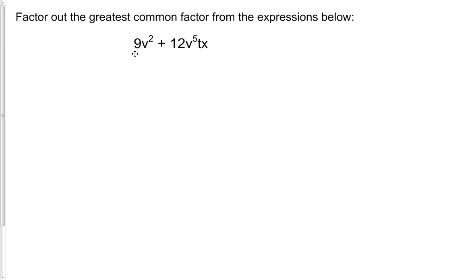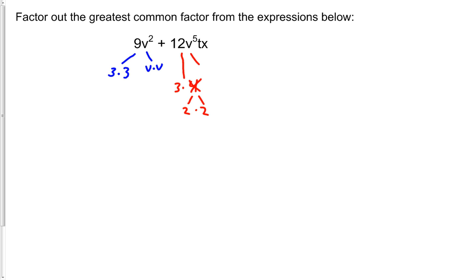Our constant 9 we can break down into 3 times 3, because those are the two prime numbers that compose 9. And v squared breaks down to v times v. On the other side, we have a 12, and we know that 12 is 3 times 4, but we also know that 4 is not prime. We can go farther with that to break it down to 2 times 2. And because we went farther than that, I'm just going to cross out the 4 so we don't think that it's one of the factors later on.